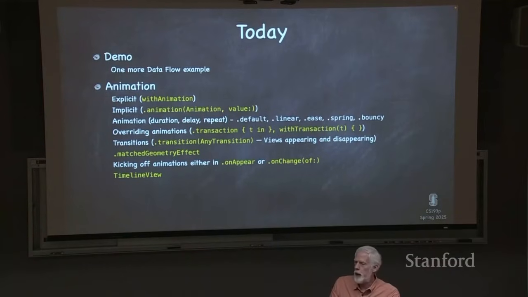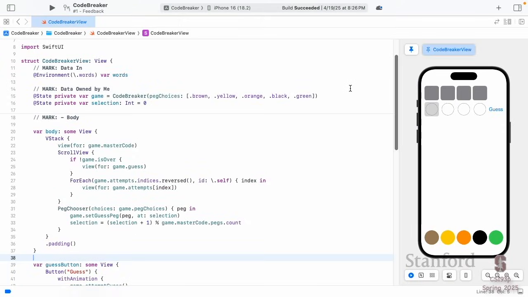Then I'm going to go back to the slides and talk about animation for the rest of the lecture. And on Wednesday, it's going to be all animation all the time demo. We're going to really spruce up CodeBreaker to make it have smooth user interface interaction with the user, etc. Okay, so there's lots to talk about animation, as you can see up there. So let's dive right into this demo I want to do first.